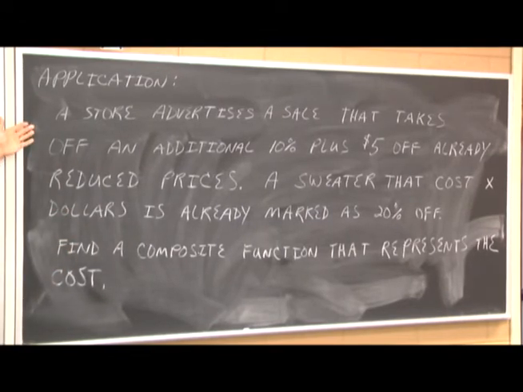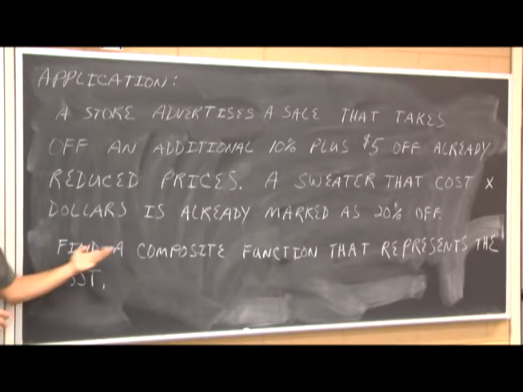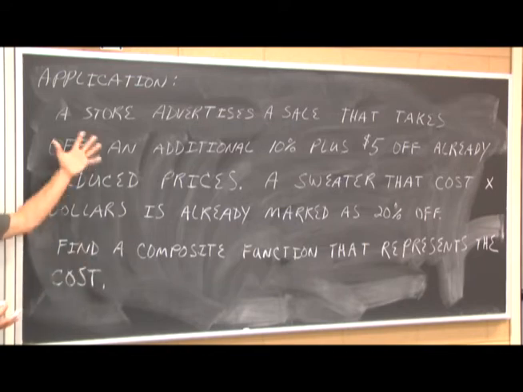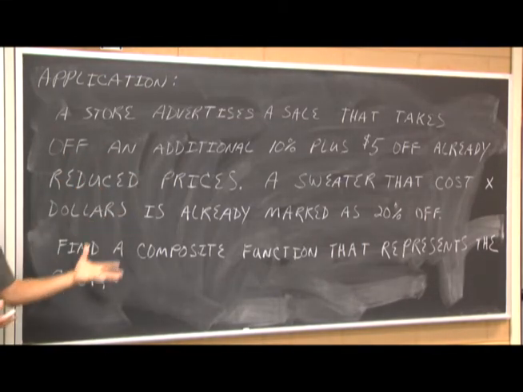Now, our application problem: a store advertises a sale that takes off an additional 10% plus $5 off already reduced prices. And I'm sure we've heard that advertisement, already reduced prices. A sweater that costs x dollars is already marked as 20% off. Find a composite function that represents the cost. So we want a single function that incorporates both of these discounts.